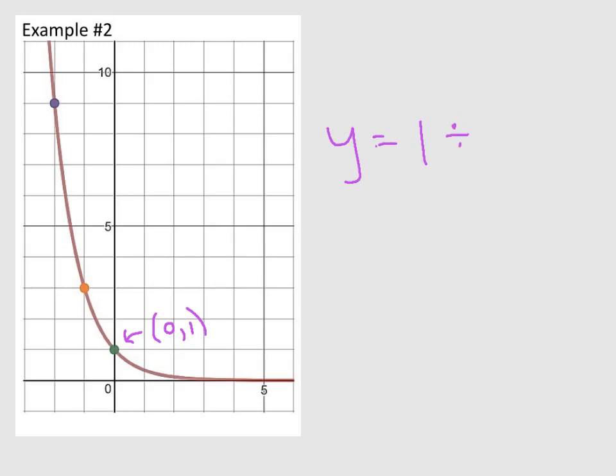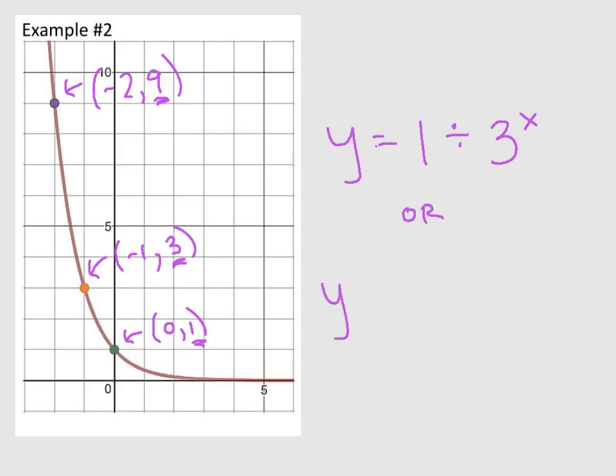So again, we need to look at the next closest point to our y-intercept, which is again this little orange dot, which is at the point -1, 3. And if we wanted to, we could look up here at this purple point as well, which is at the point -2, 9. We want to look at our y values and try to figure out what division was happening between these points. So 9 divided by what gets me to 3? And then 3 divided by what gets me down to 1? Well, that is dividing by 3. So we could write this exponential function as y equals 1 divided by 3 to the x.